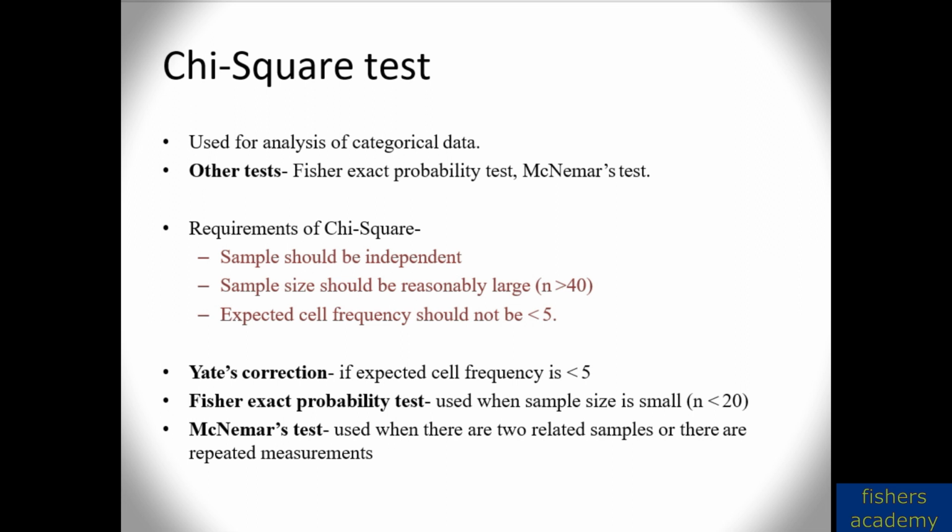Because of the influence of the events that occurred from January to March, January to April, automatically their likings will change. They are inclined towards one particular party. This is paired. This is not chi-squared. So for this particular situation, we are supposed to go only for McNemar's test, used when there are two related samples or there are repeated measurements.